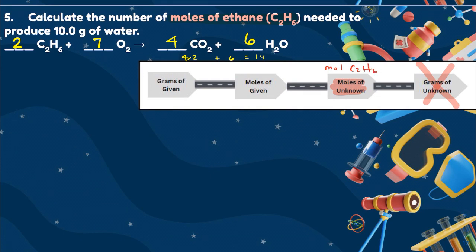Where are we starting? Let's keep reading. It says needed to produce 10 grams of water. So the 10 grams of water is what I'm given. That's grams of the given, and I'm going to label that grams of water, H2O. This last one, moles of given, the given chemical is the same, so it's still H2O. That's moles of H2O.